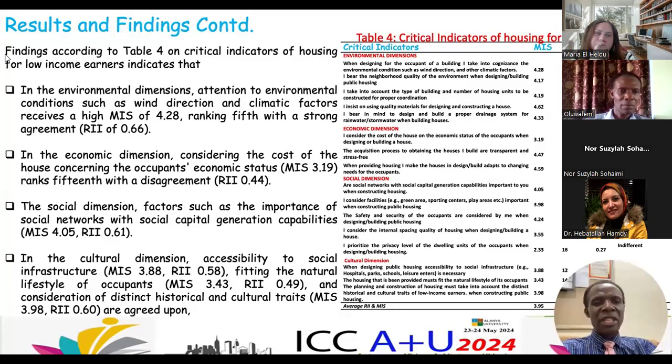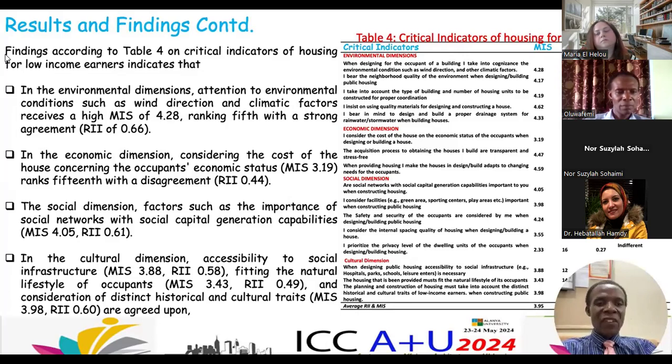In the economic dimension, we considered the cost of the housing concerning the occupant's economic status, which gave us an MIS of 3.19 and, with a disagreement, an RII of 0.44. Now, the social dimension factors, such as the importance of social networks with social capital generation capability, gave us an MIS of 4.05 and RII of 0.61. In the cultural dimensions, accessibility to social infrastructure gave us an MIS of 3.88, RII of 0.58.